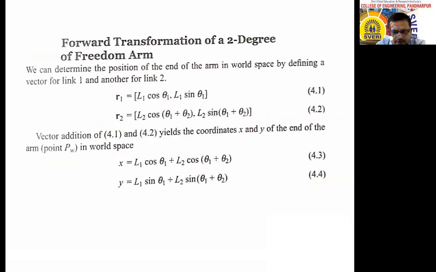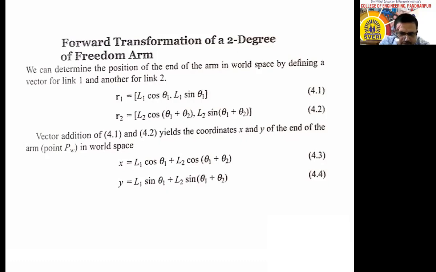Now, these are the equations, that is forward transformation of a 2-degree of freedom arm. We can determine the position of the end of the arm in world space by defining a vector for link 1 and another for link 2, that is r1 is equal to L1 cos theta 1, L1 sin theta 1, equation 4.1. r2 is equal to L2 cos of theta 1 plus theta 2 and L2 sin of theta 1 plus theta 2, equation 4.2.